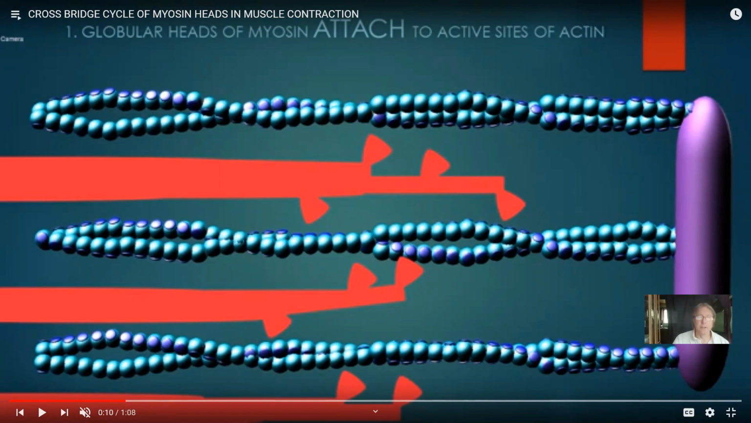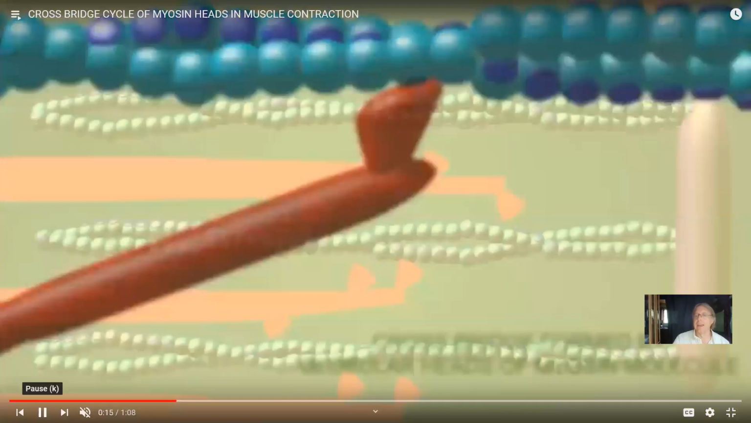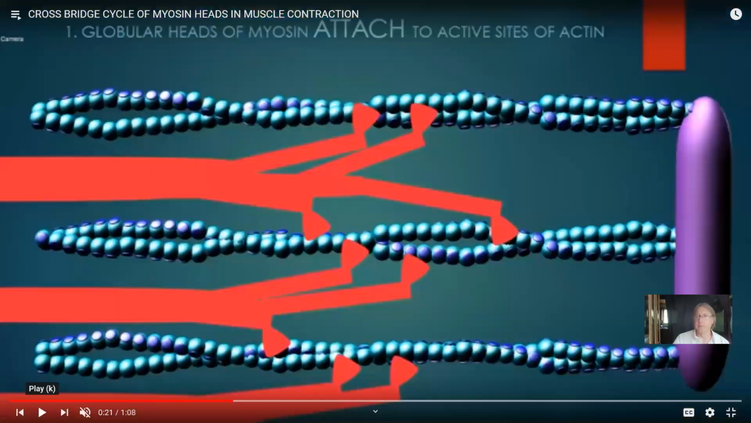The first thing that they do is that they will attach to the active sites of actin. So these globular heads then attach and they form what's called a cross-bridge. So this globular head of myosin has attached to an active site of actin, forming a cross bridge. It will then pivot towards the center of the sarcomere, all right? That means that these will move towards the left, but then there is another set of actin filaments being pulled towards the right, either way going towards the center of the sarcomere. So the globular heads will then pivot towards the center of the sarcomere.